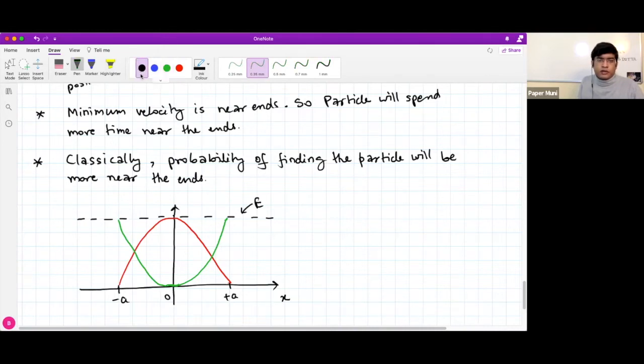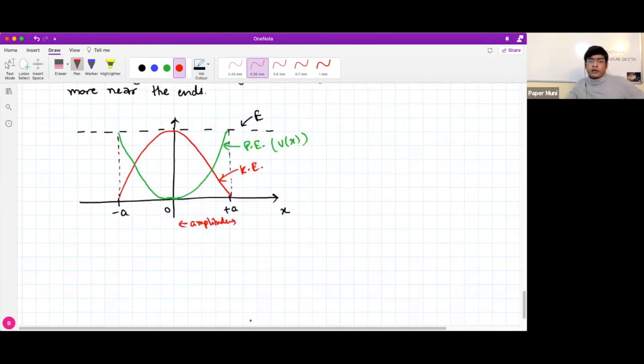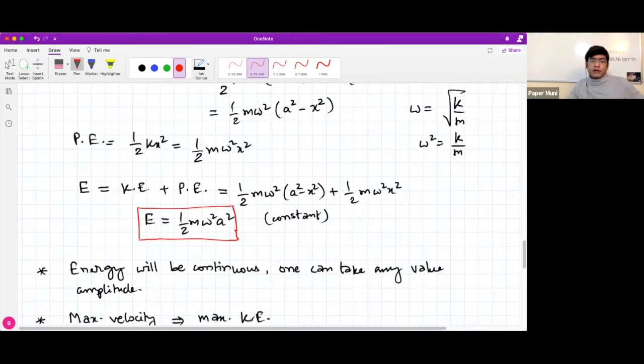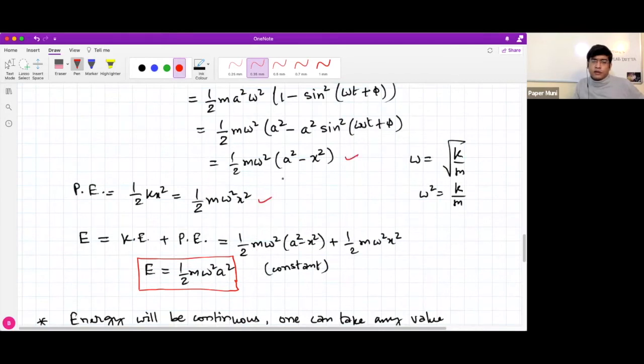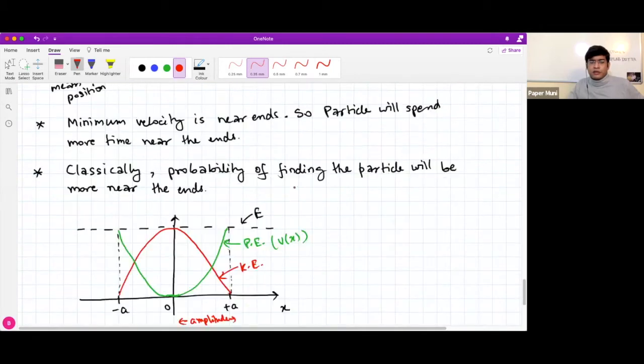Now these are parabolas. Okay, it doesn't look like the way I drew it, but these are parabolas. Now this one is which energy? The kinetic energy. All right, and this one, the green one, is the potential energy, or you can say V(x). All right, and this is the amplitude. Okay. Now from the amplitude values only, you can figure out that this one and this one, it's a parabola. All right. So one is the inverted parabola and one is the usual parabola.